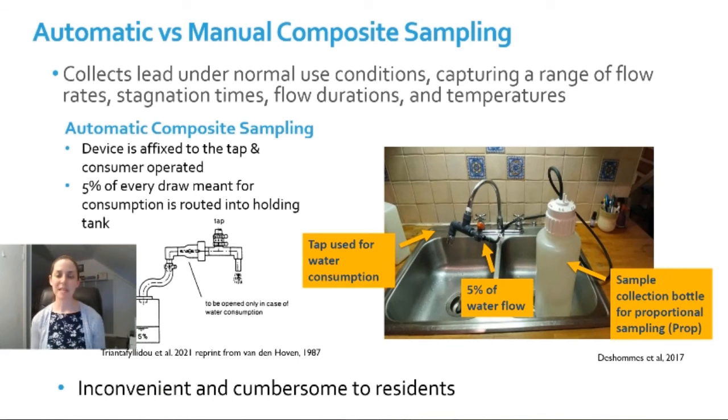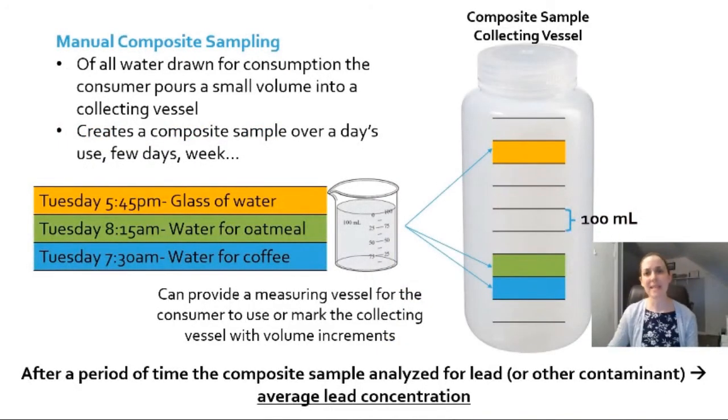You can see this takes up a lot of space, and it was deemed inconvenient and cumbersome to residents. So instead, manual composite sampling might be something to look into. Of all the water that's drawn for consumption, a small volume is poured into a collecting vessel, and you can create a composite sample over a day's use, a few days, a week, whatever time frame you want. You just adjust the collecting vessel volume accordingly. After a period of time, the composite sample can be analyzed for lead or any other contaminant, and you can get an average lead concentration over whatever period of time it was collected.